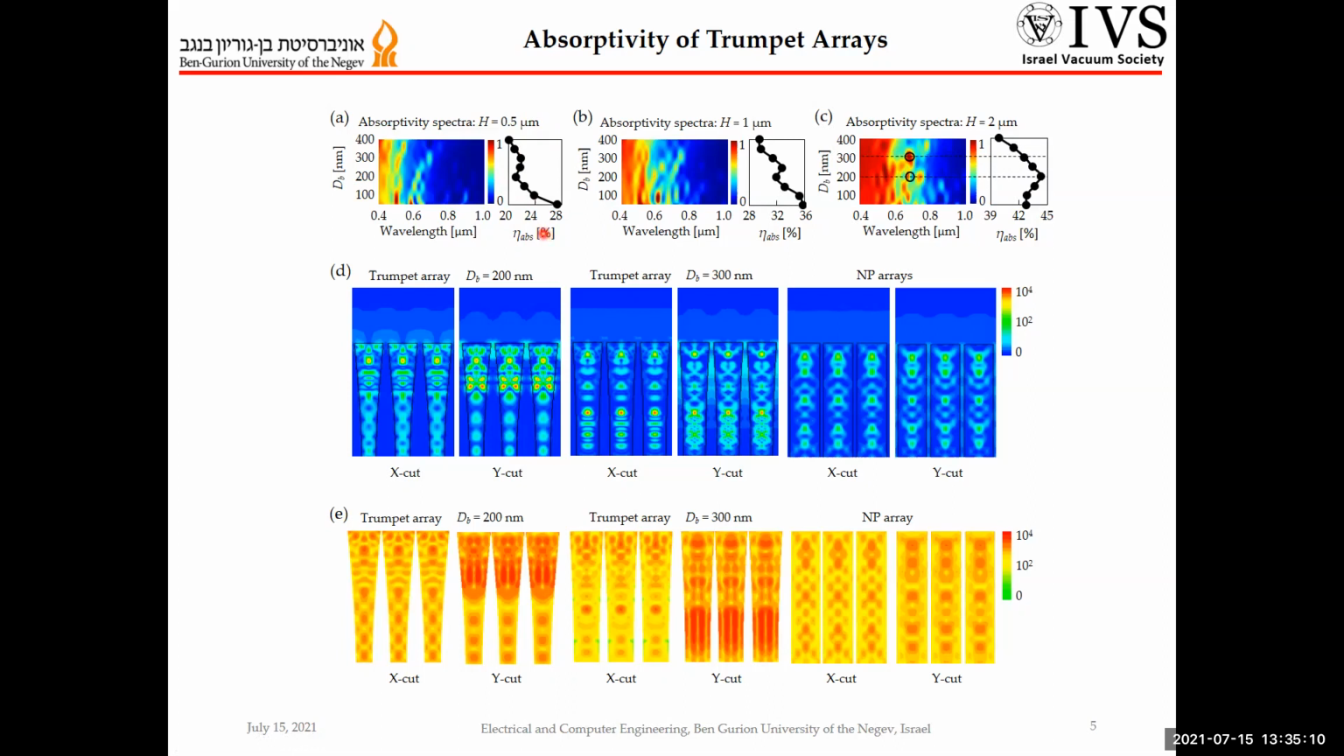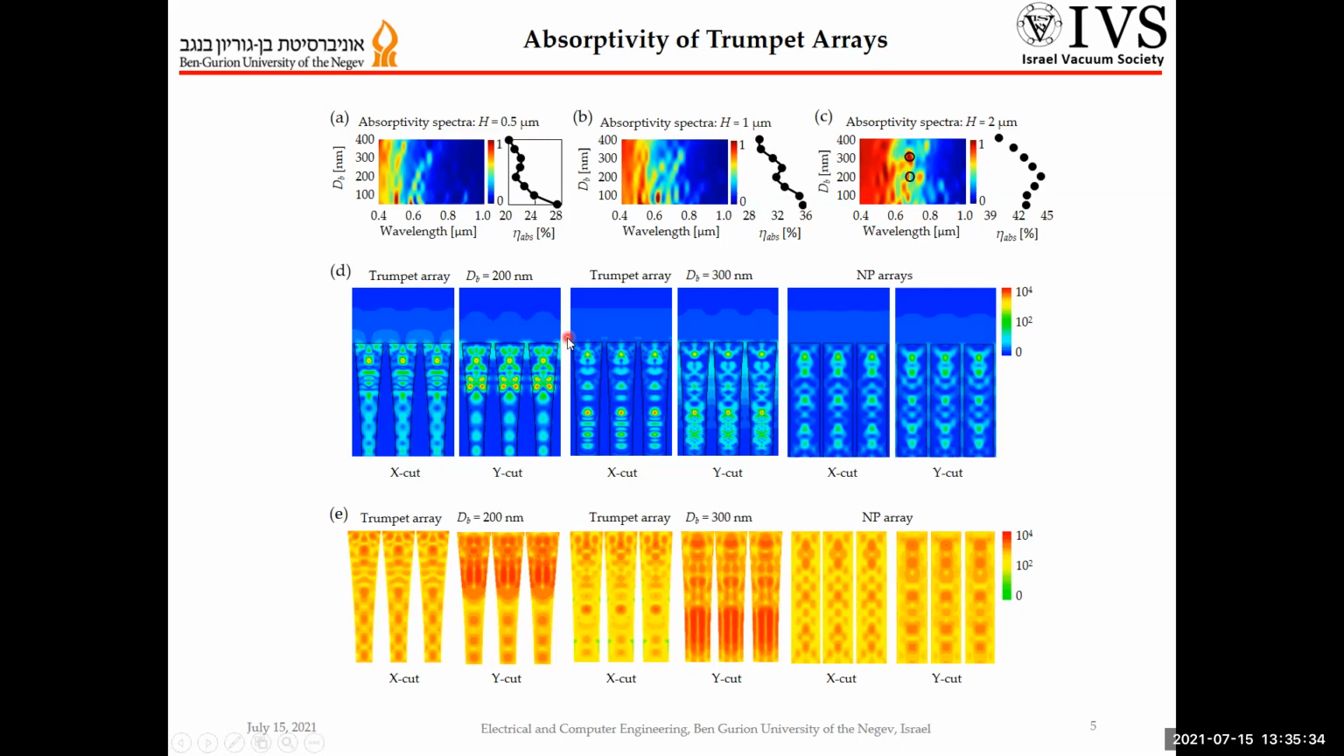Interestingly, for the array heights of 0.5 micron and 1 micron, weighted absorption efficiency demonstrates an almost monotonic increase with increasing bottom diameter, with a weighted absorption efficiency increase of 35% and 20% relative to the nanopillar array for heights of 1 micron and 0.5 micron respectively.